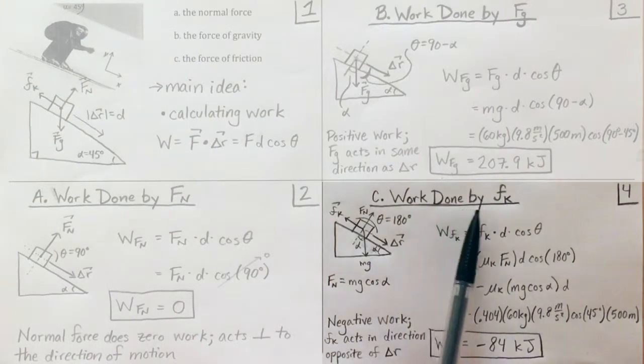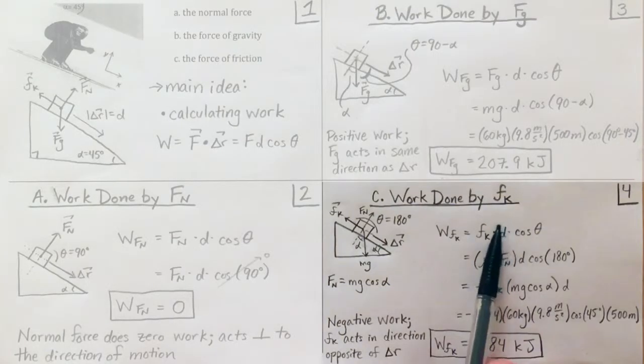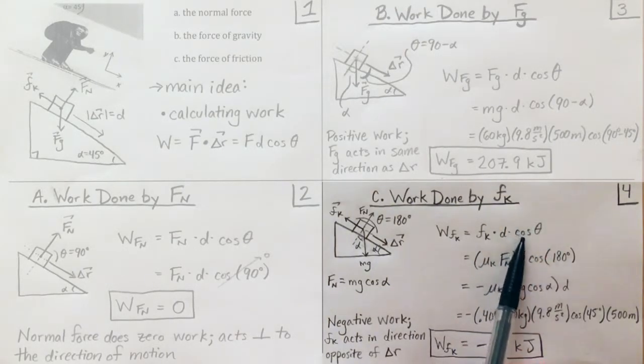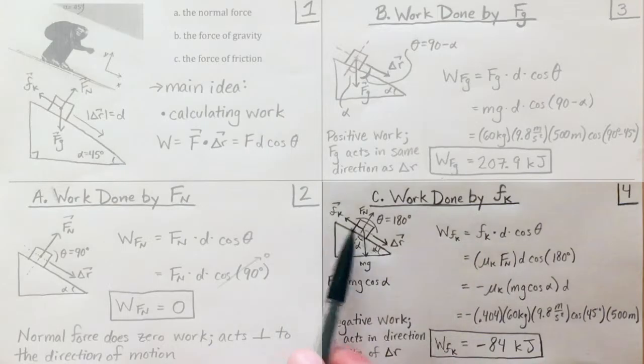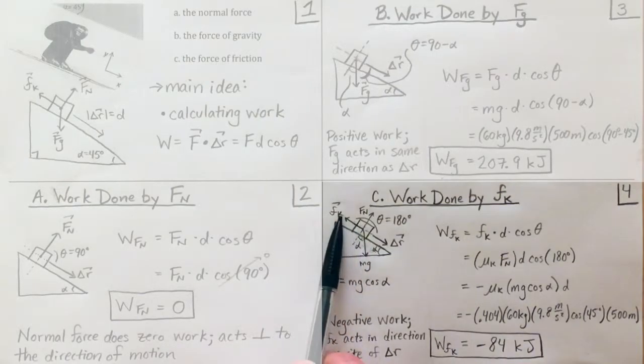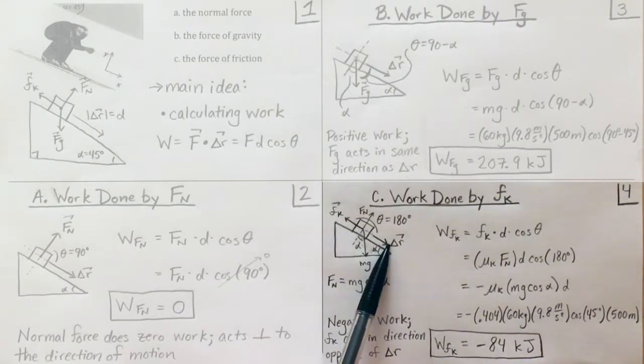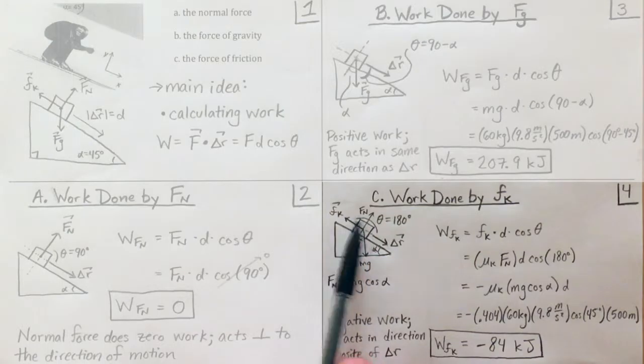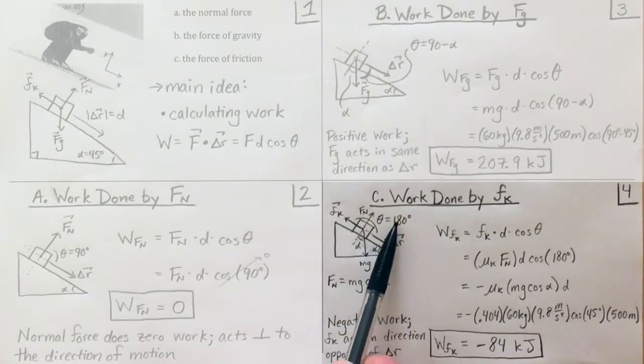To find the work done by kinetic friction, we multiply the friction force by the length of the slope and the cosine of the angle between the friction force and the displacement vector. As can be seen in this diagram here, the friction force and the displacement are in opposite directions, so the angle between them is 180 degrees.